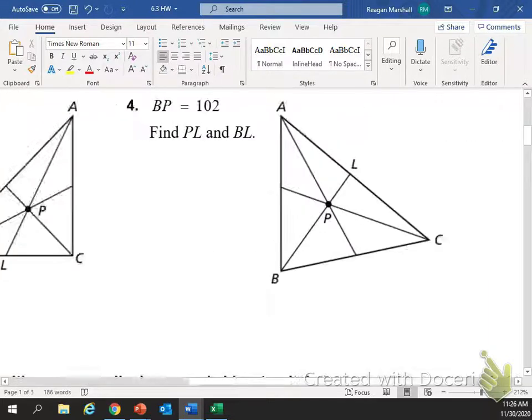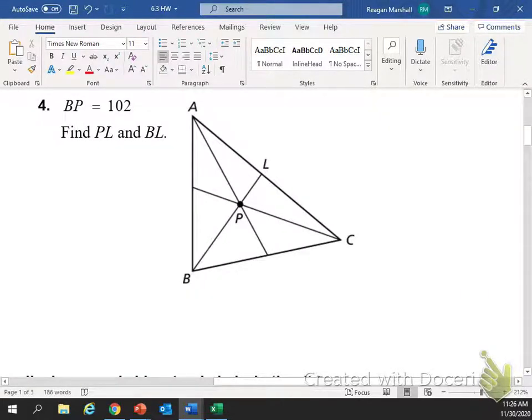All right, we got the length of BP is 102. Find the length of PL and the length of BL. No. Correct. Correct. Mason, you're correct. Good.